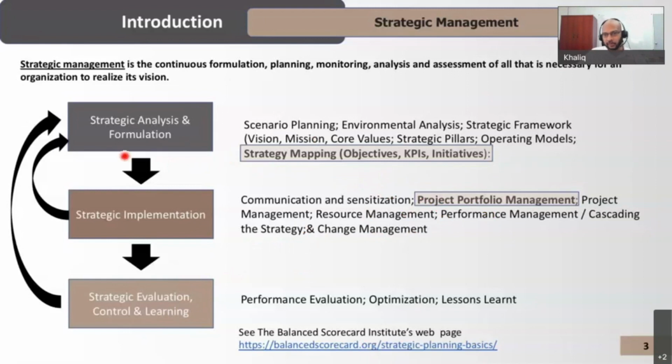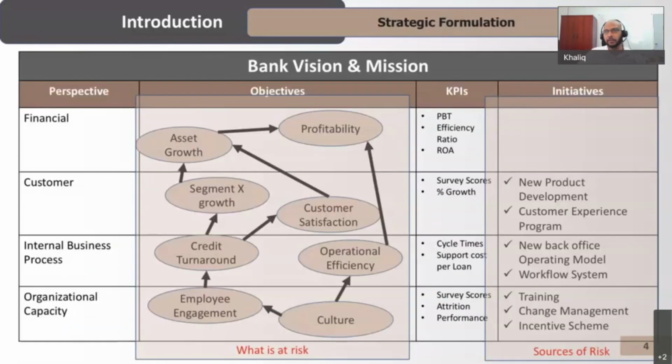Now, I'm going to address the first two steps a little bit more. So bear with me before we even get into ICAAP and modeling risk. So let's take a further look at strategic analysis and formulation. So in strategic formulation, a useful tool that I like to use is something called strategy maps. Many of you may be familiar with Kaplan and Norton's balanced scorecard framework. This is taken directly from that framework. There's material on this all over the web.